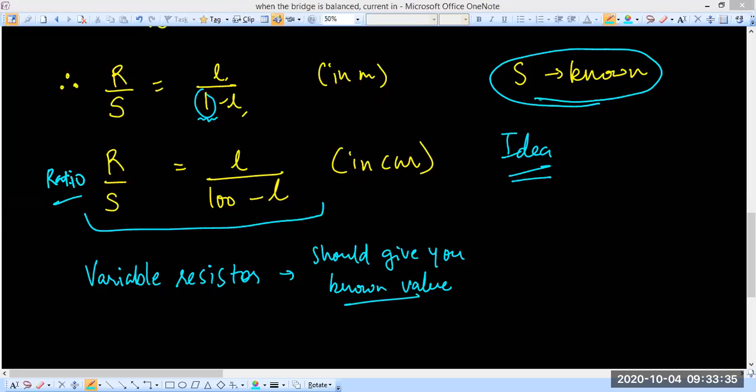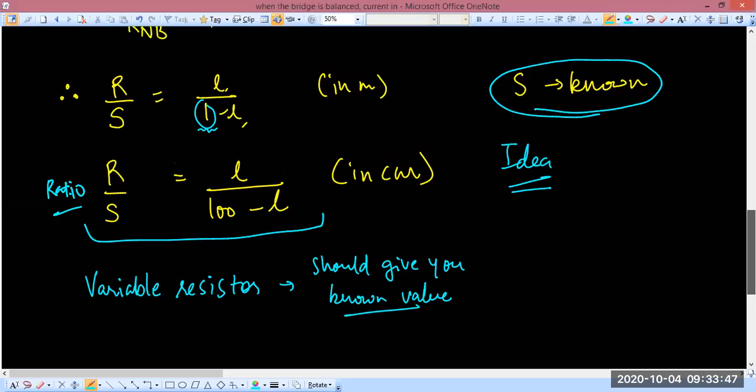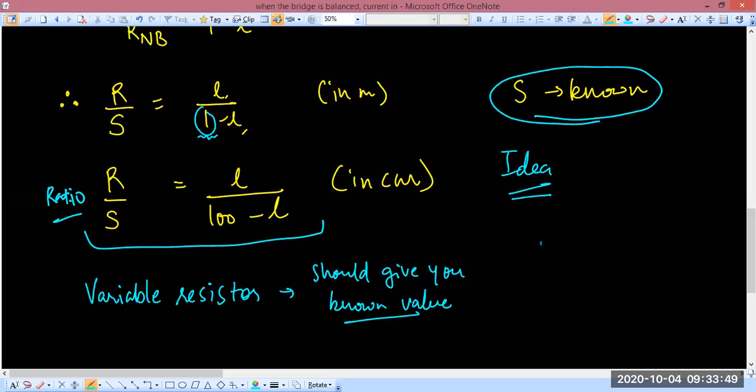Can we also find L if we know R and S? Well, Darshi, if you know R and S, you can predict L, right? I hope you understand. You can predict where is the null point. The rest you should see practically.